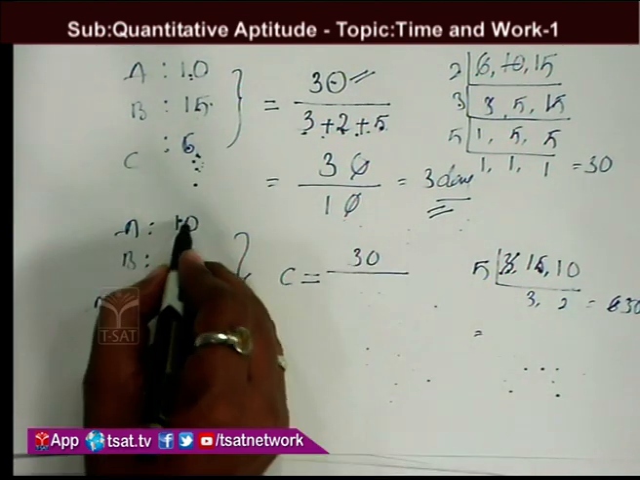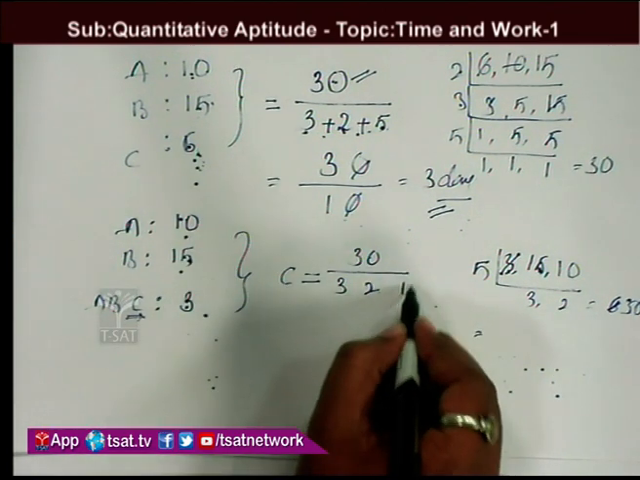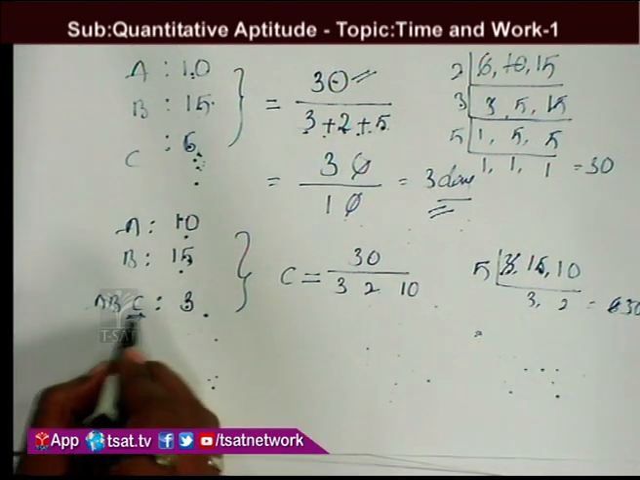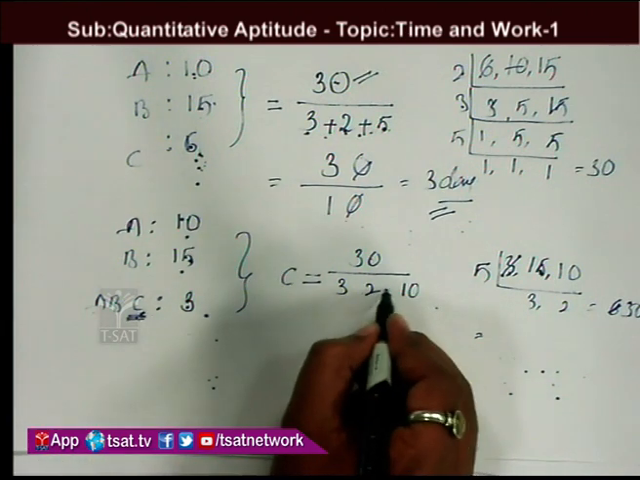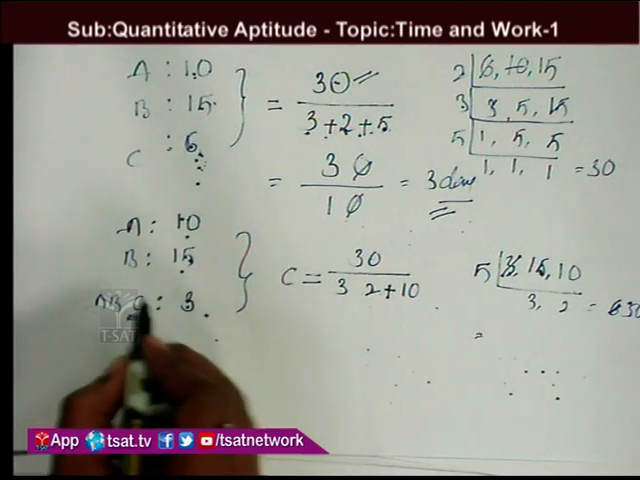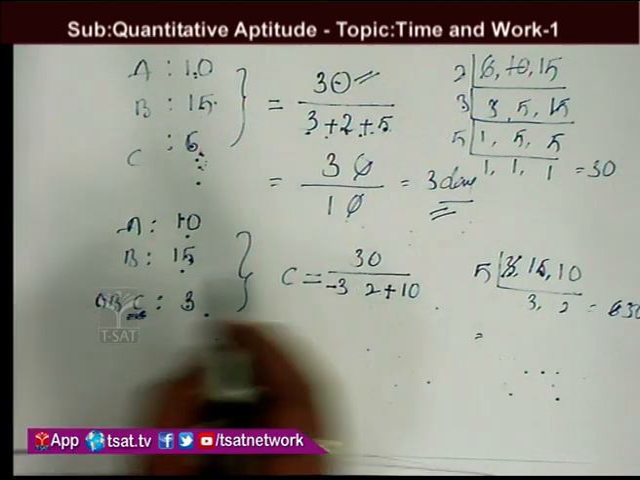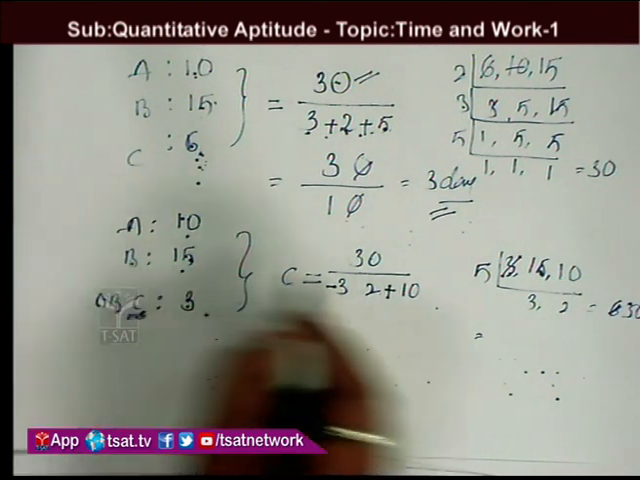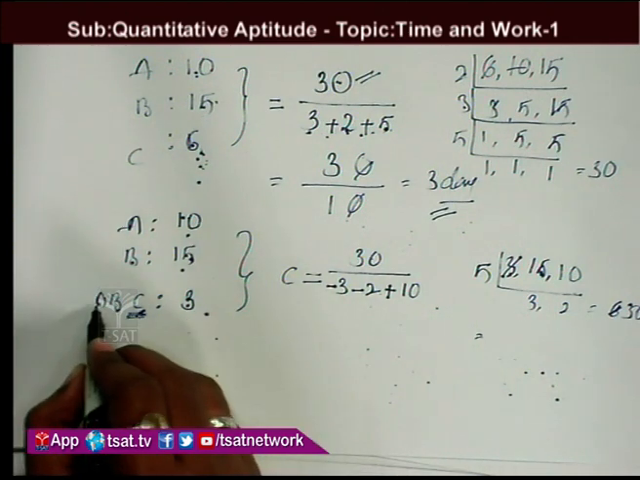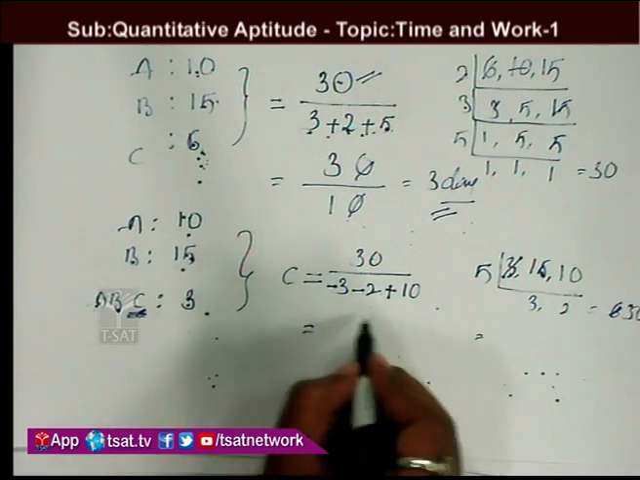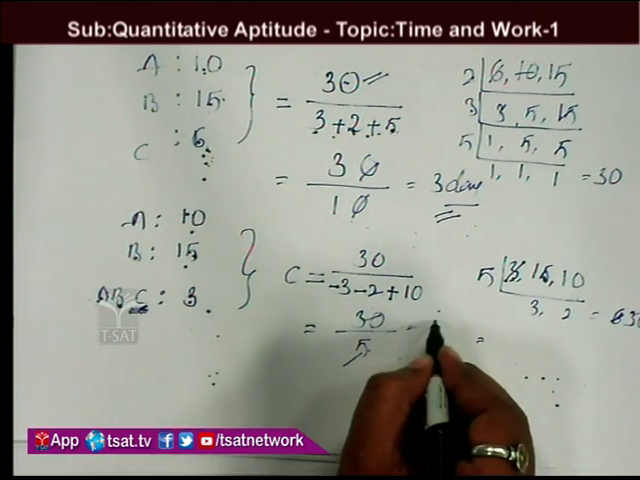Now, 30 by 10 is 3, 30 by 15 is 2, 30 by 3 is 10. Now, we want the C value. In A, B, C, where we have C, it is positive. From the ABC we do not need A, the first value, so the first value is negative. B is the second value, so the second value will be negative. We need only C, we do not need A or B. So remove A and B together: 30 by 10 minus 5, 5, that is 5 6s 30.